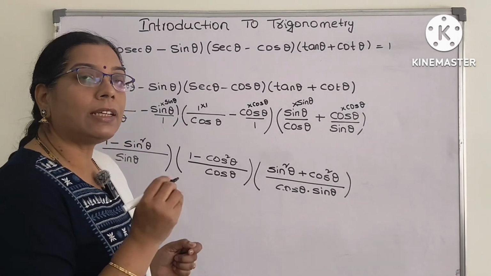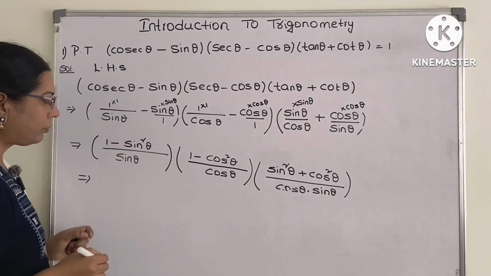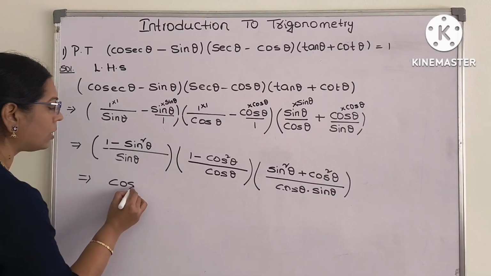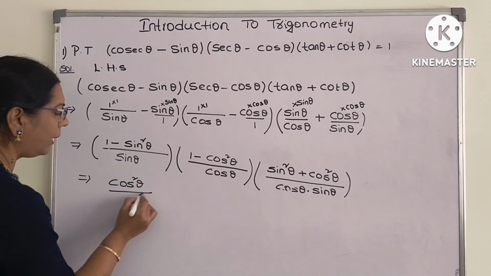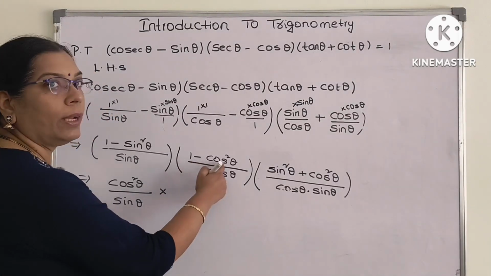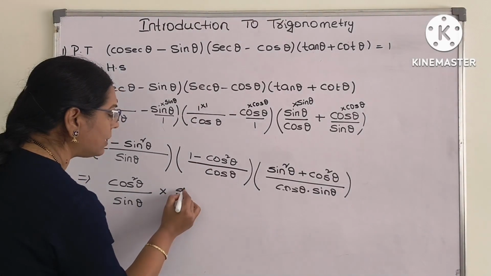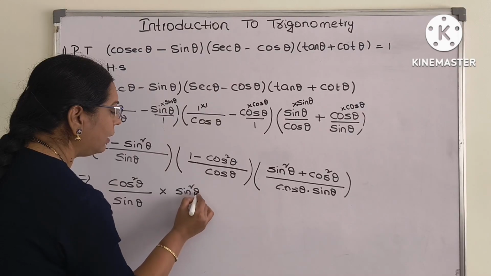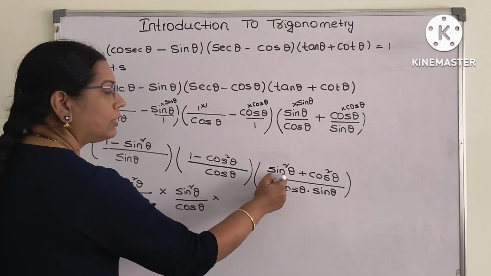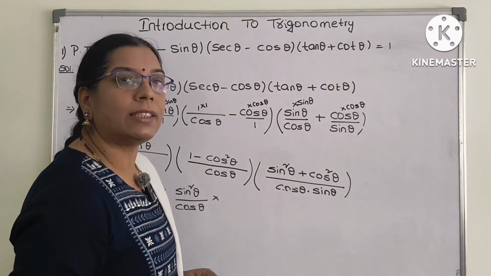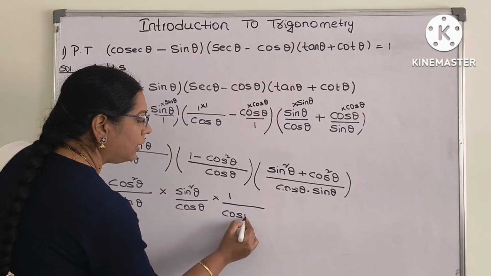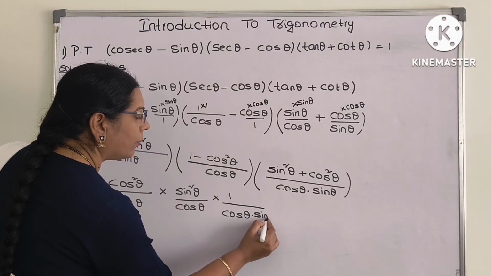What is that? It is an identity, which means 1 minus sin square theta, you know children, is cos square theta by sin theta. Multiply it with 1 minus cos square theta is sin square theta by cos theta. Sin square theta plus cos square theta, it's an identity. It is 1 by cos theta into sin theta.